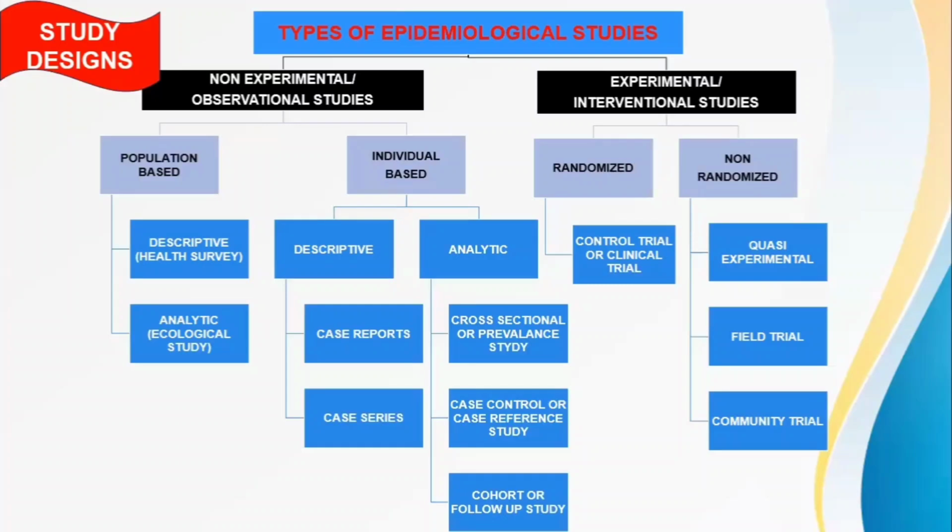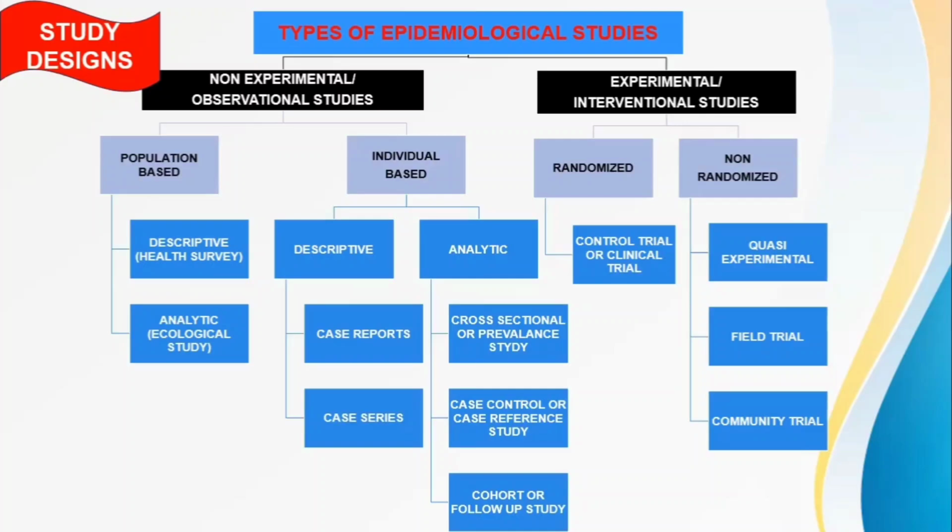What are all the types of studies? It is broadly classified into non-experimental, that is observational studies, and experimental, interventional studies. The observational studies are subdivided into population-based and individual-based studies. The descriptive health survey and analytic ecological study all come under the population-based observational studies, and the individual-based is further subdivided into descriptive and analytic. In this, case series and case report come under descriptive studies, and cross-sectional, case-control and cohort studies all come under the individual-based studies.